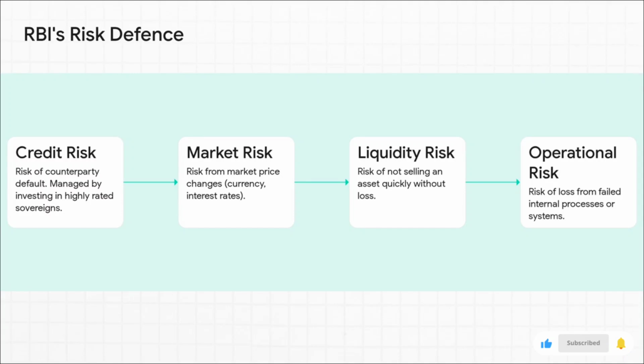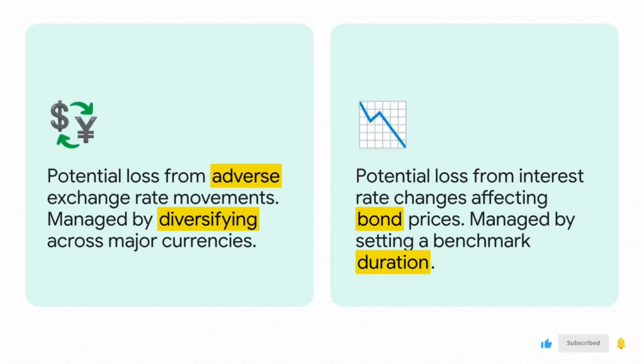So the RBI's risk management is built on these 4 pillars. They have a robust defense system to guard against all kinds of financial threats, from someone defaulting on a payment to internal system failures. Now, within market risk, these are the 2 big ones. RBI manages currency risk by, you guessed it, not putting all its eggs in one currency basket. And it manages interest rate risk by controlling the portfolio's sensitivity to rate changes.